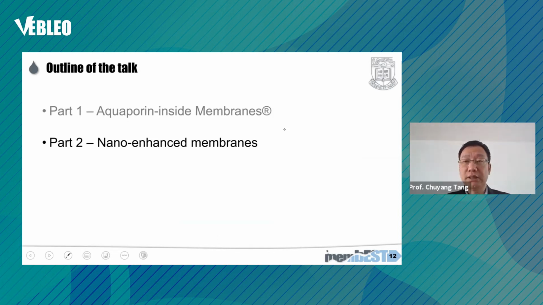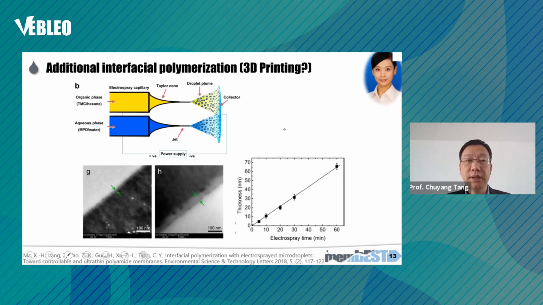My next part of the talk will be on how to use nanotechnology to enhance membrane performance. Now, one of the ideas we have is that traditional reverse osmosis membranes, if you look at the rejection layer thickness, it typically has about 200 nanometers, plus or minus.